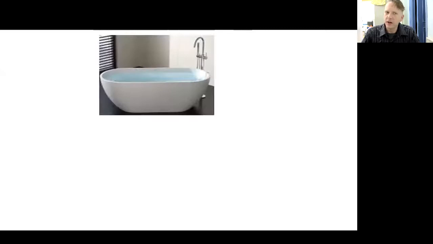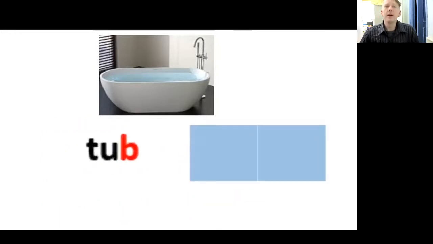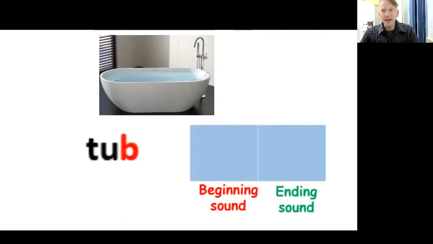Let's try this one here. Now, what is this? This is a tub. Tub. Let's say it together. Tub. Okay? This is a tub. B. And now we hear the sound at the end. Tub. The ending sound. So what is it? This is a tub. And let's check this one. So beginning or end, it is the ending sound. That is correct. Tub. B.